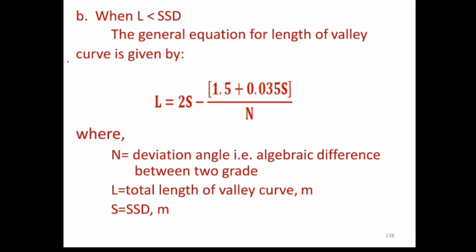In the second case, when L is less than the stopping sight distance, the general equation of the length of the valley curve is given by L equals 2S minus (1.5 plus 0.035 S) upon N, where N is the deviation angle, that is the algebraic difference between the two grades, and L equals the total length of the valley curve in meters, where S equals the stopping sight distance in meters.